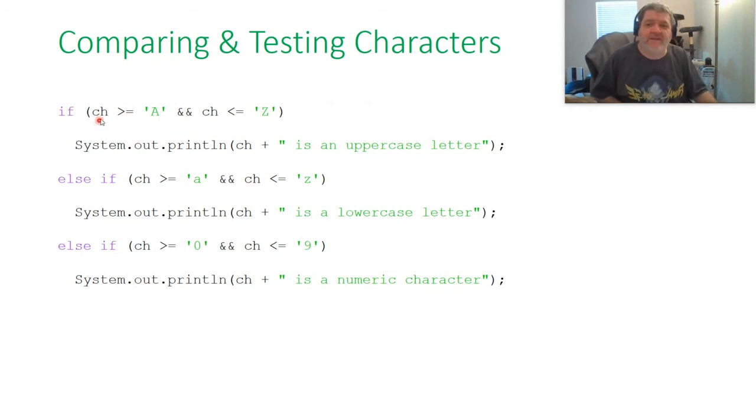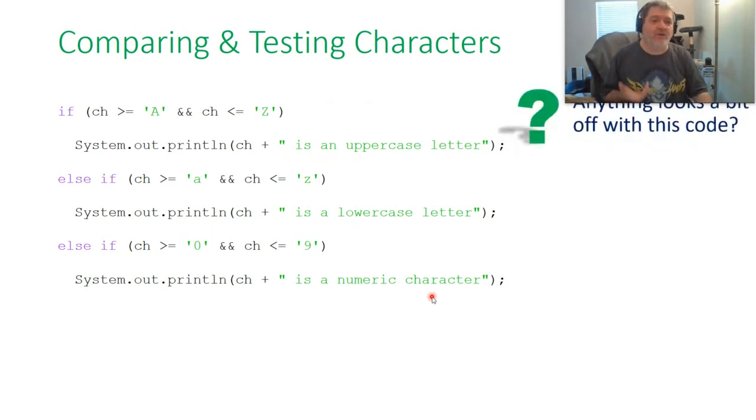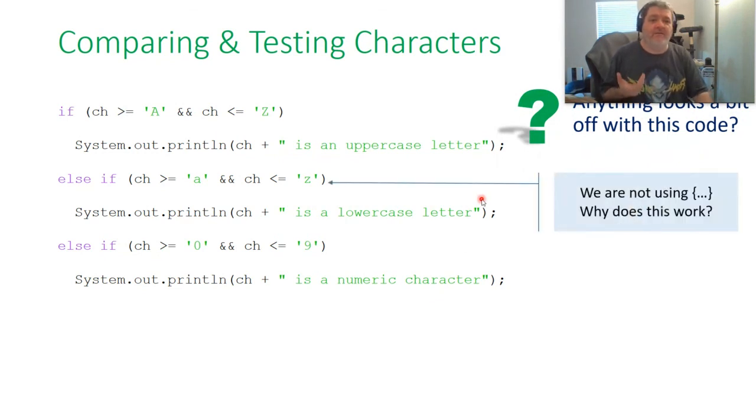So if I test if my index for ch is between the index of uppercase A and the index of uppercase Z, if ch is between A and Z pretty much, then I can say ch is an uppercase letter. Else, if ch is between lowercase a and lowercase z, then I can say it's a lowercase letter. Else, if it's between the character representing 0 and the character representing 9, I can say ch is a numeric character. So I can use that notion of arithmetic to actually compare things.